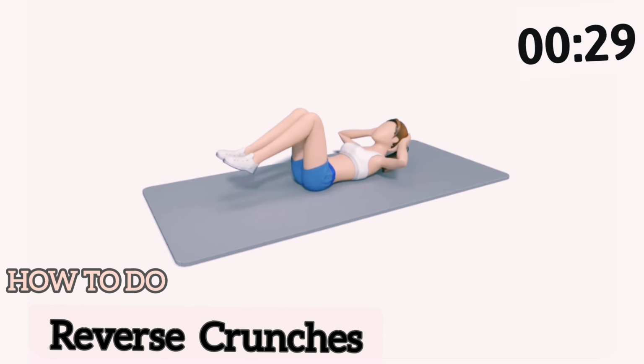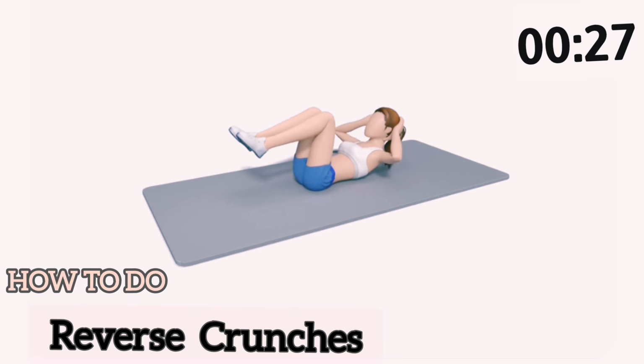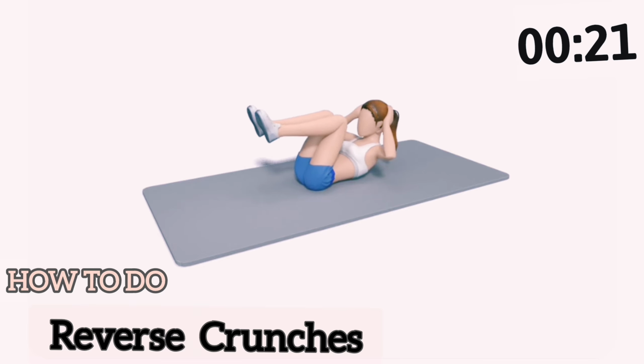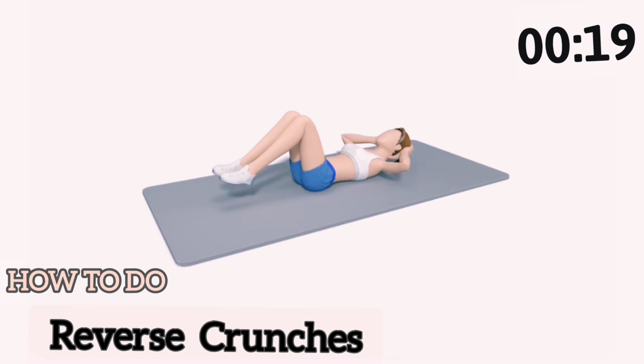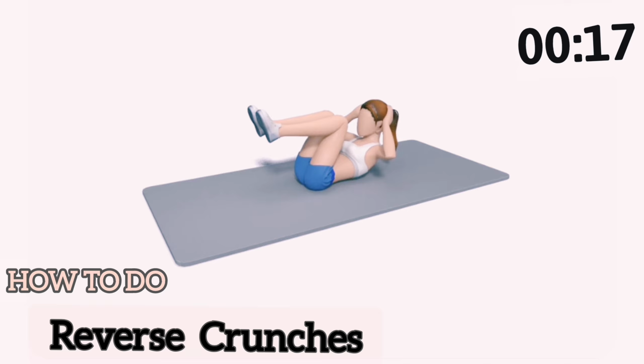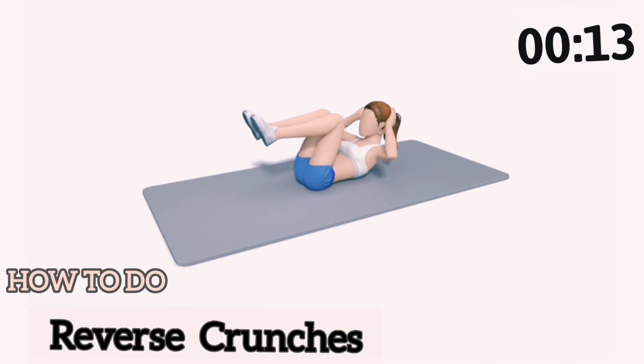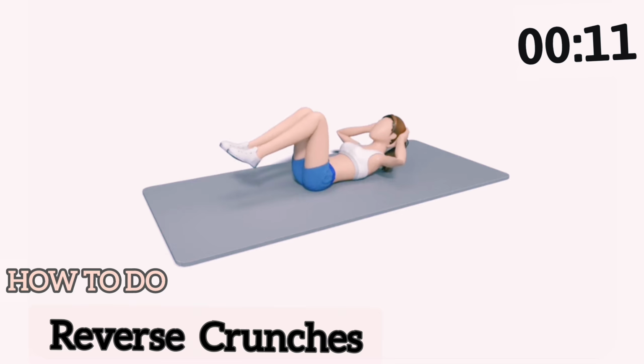Reverse crunches, 30 seconds. Lie on your back with your knees up at a 90-degree angle and your hands behind your head. Lift your upper body and thighs and then stretch out. Repeat this exercise.